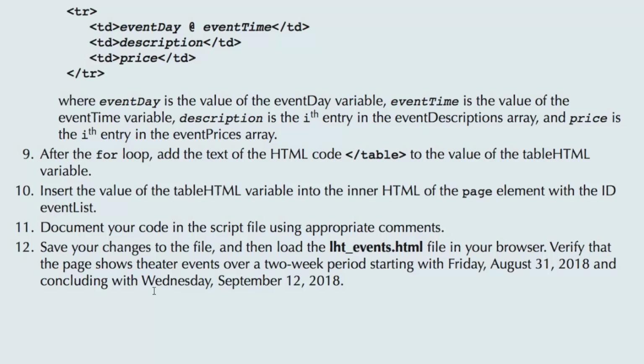So step 11 is just reminding us to document our code. We've done that as we went through each of the steps. So we'll jump to 12, which says save the changes to the file. Go ahead and load our LHT events HTML file in our browser and verify that the page shows the theater events over the 2-week period starting with Friday, August 31st, 2018 and concluding with Wednesday, September 12th, 2018.